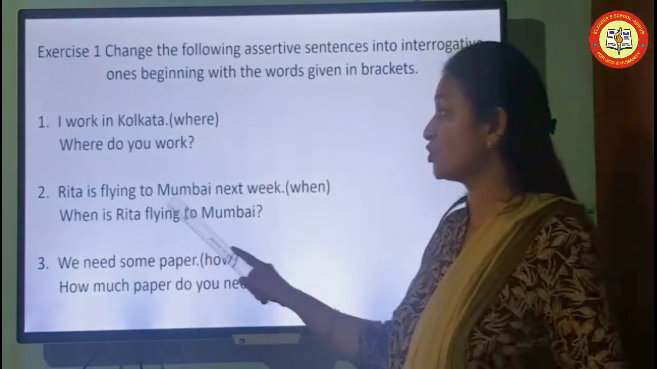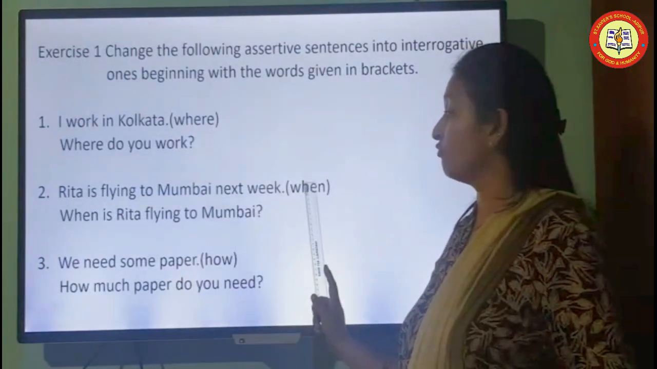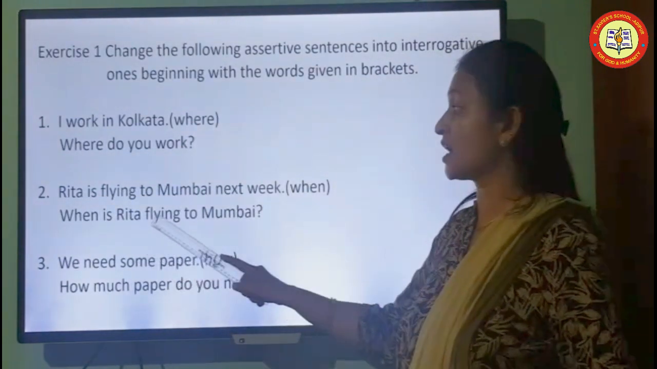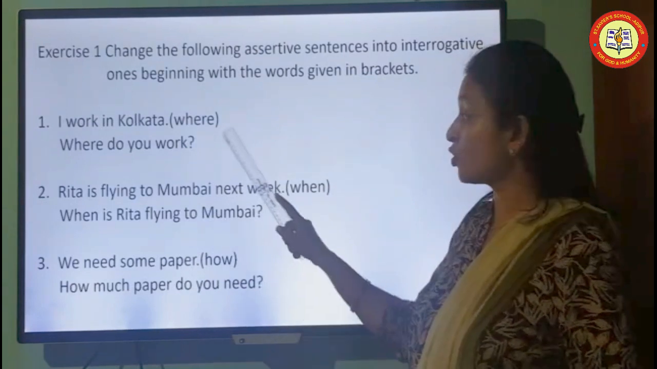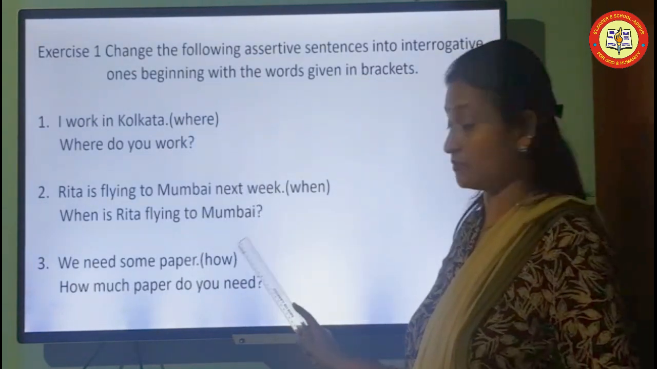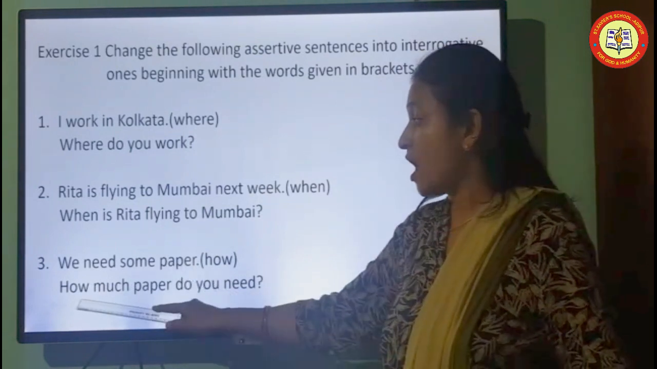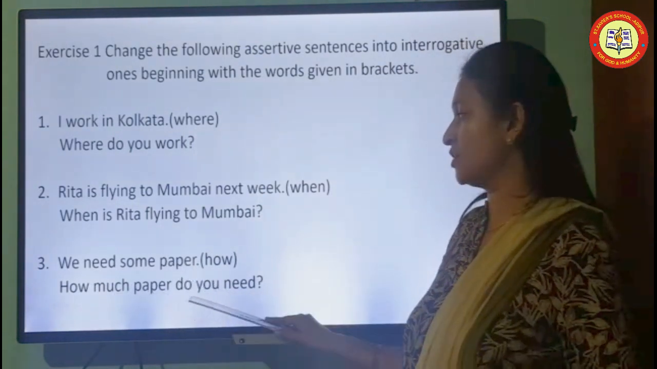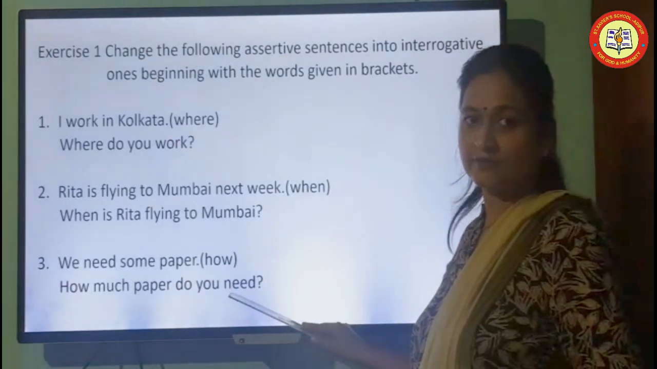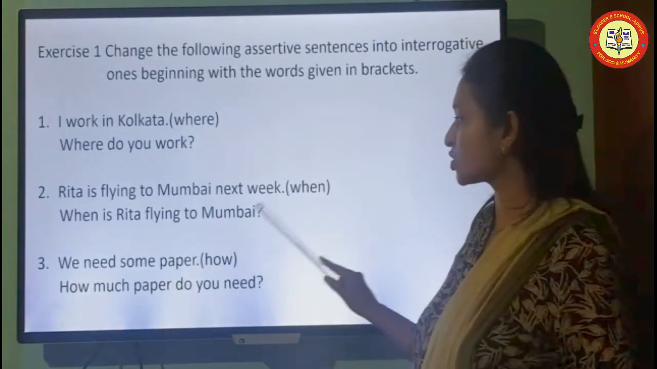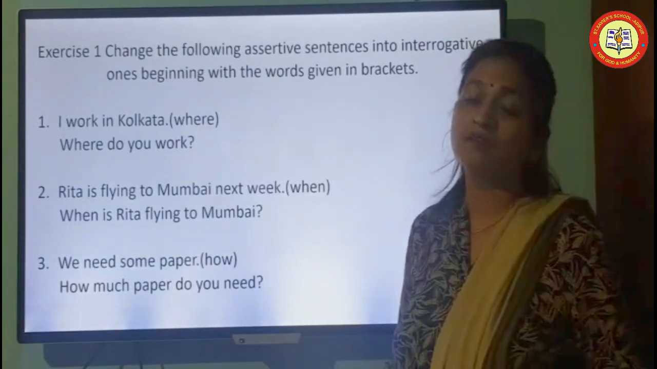Rita is flying to Mumbai next week. When? When is Rita flying to Mumbai? Don't forget to put a question mark at the end. We need some paper. Now see, how much paper do you need? Question mark. You have to stick to those words which are there in the bracket.